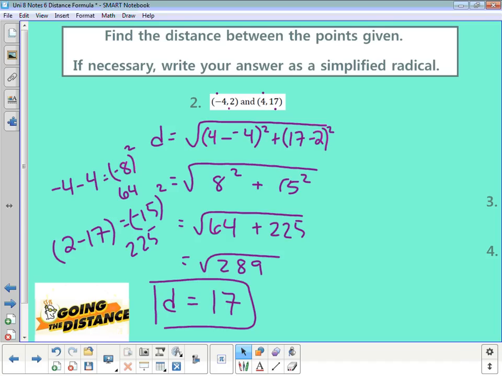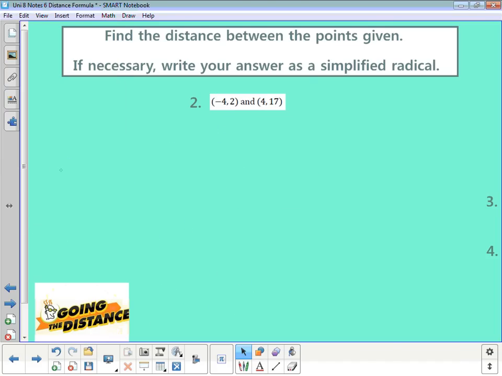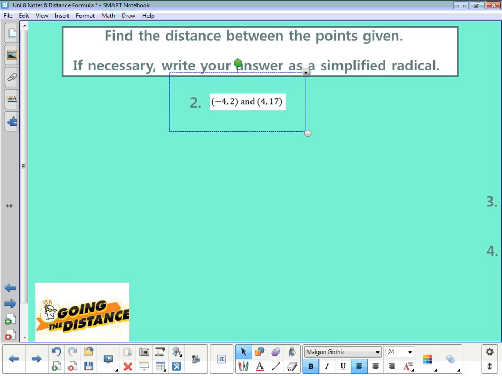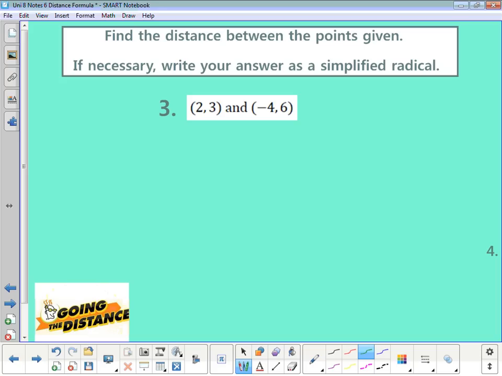Okay. Let's try number 3 together. Remember, you can always pause and rewind and back up in these videos if you missed something or need to see something again. In number 3, we're looking at the 2 points (2, 3) and (-4, 6). So let's start by plugging it into the formula.